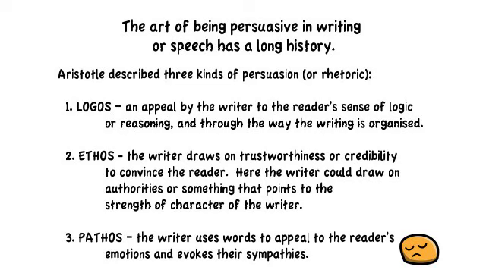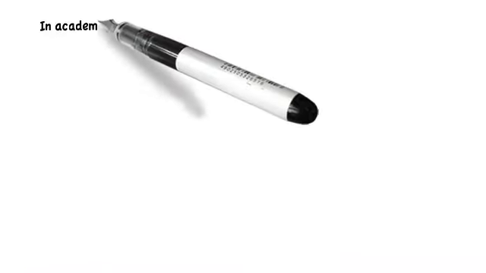With ethos, the author draws on the trustworthiness or credibility to convince the reader. Here the writer could draw on authorities or something that points to the strength of the character of the writer. In pathos, the writer uses words to appeal to the reader's emotions and to evoke their sympathies.